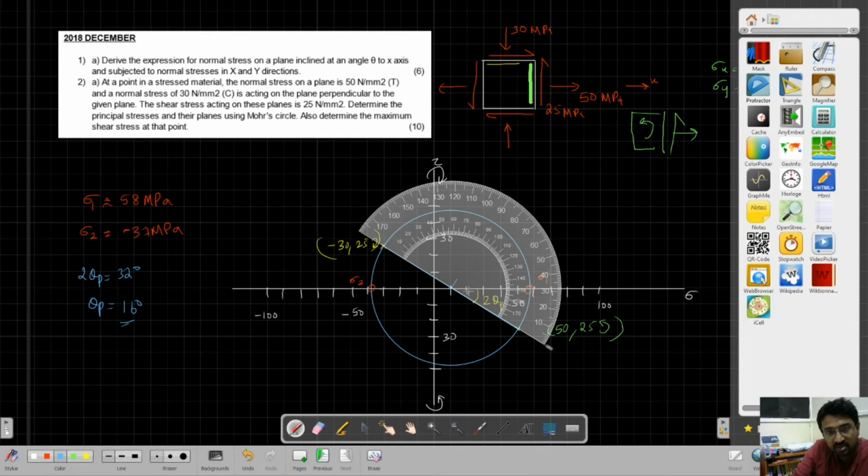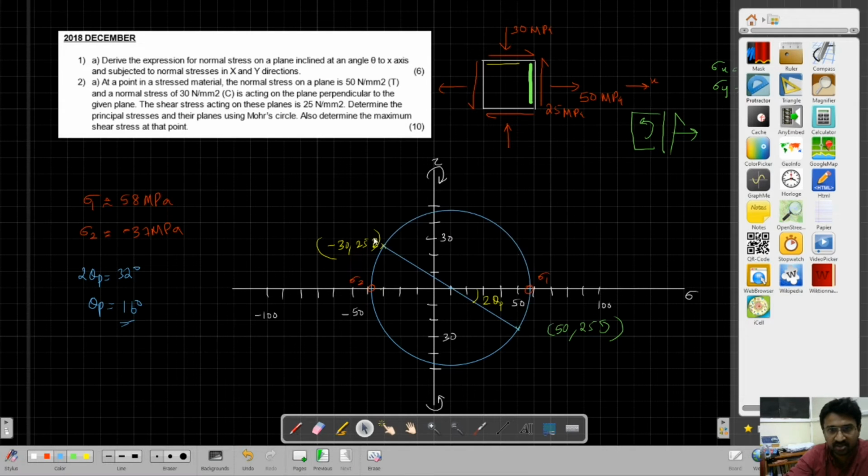From this point, if you travel this much distance, you will get the second principal plane. So for that you have 180 plus 2 theta p as the second principal plane in the Mohr circle. That means 90 plus theta p. Okay, so we will illustrate this so that it is more clear to you. There could be some doubts for first time learners.